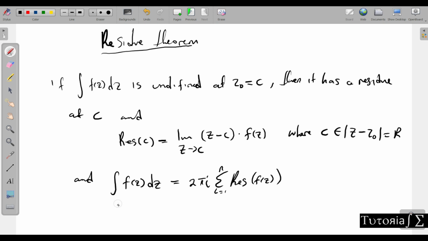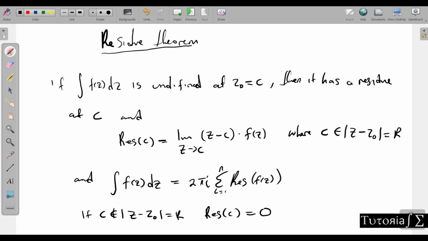Let me just put a proposition here. If c is not inside the region of integration, z minus z naught equals r, and it is not on the boundary, then the residue at c equals 0.